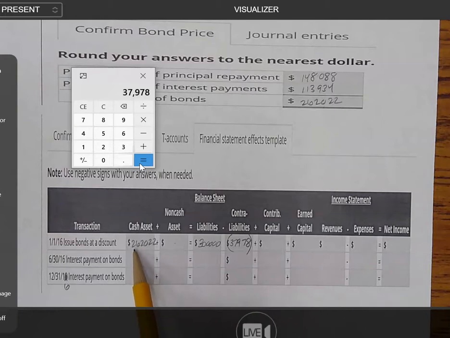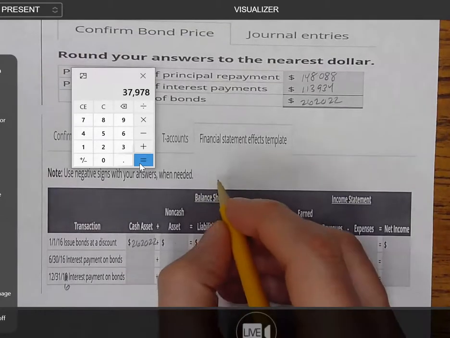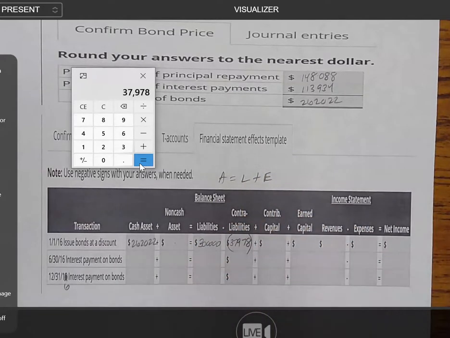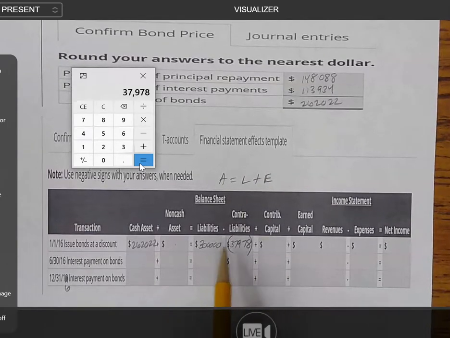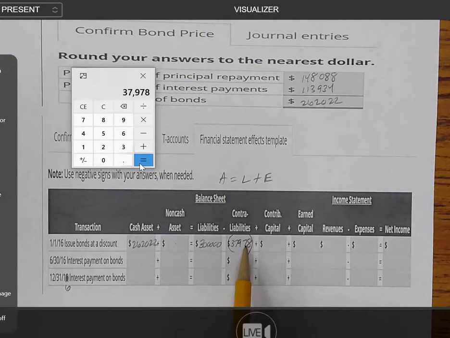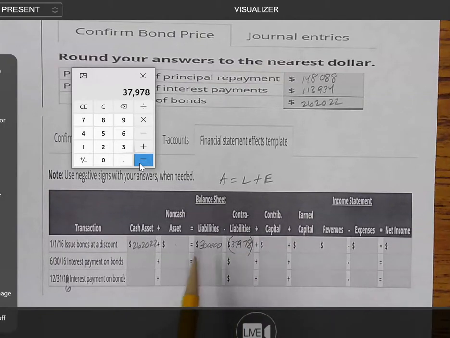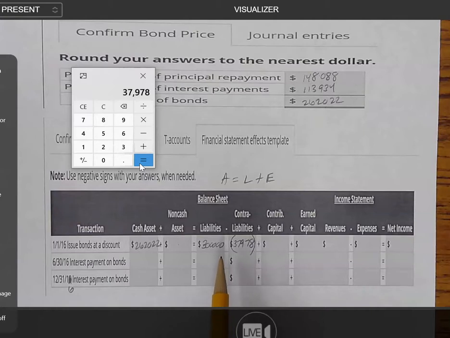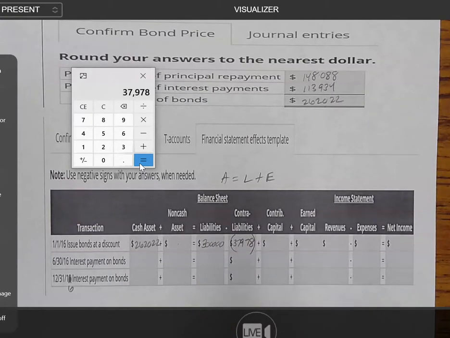We got $262,022 as an asset. And if you think about the accounting equation of assets equal liabilities plus equity, well, 262,022 is not the same as 300. So we have to plot this contra liability account in here so that we have 262,022 as an asset and a net between these two figures of 262,022 under liabilities against the amount of the underlying bond payable.